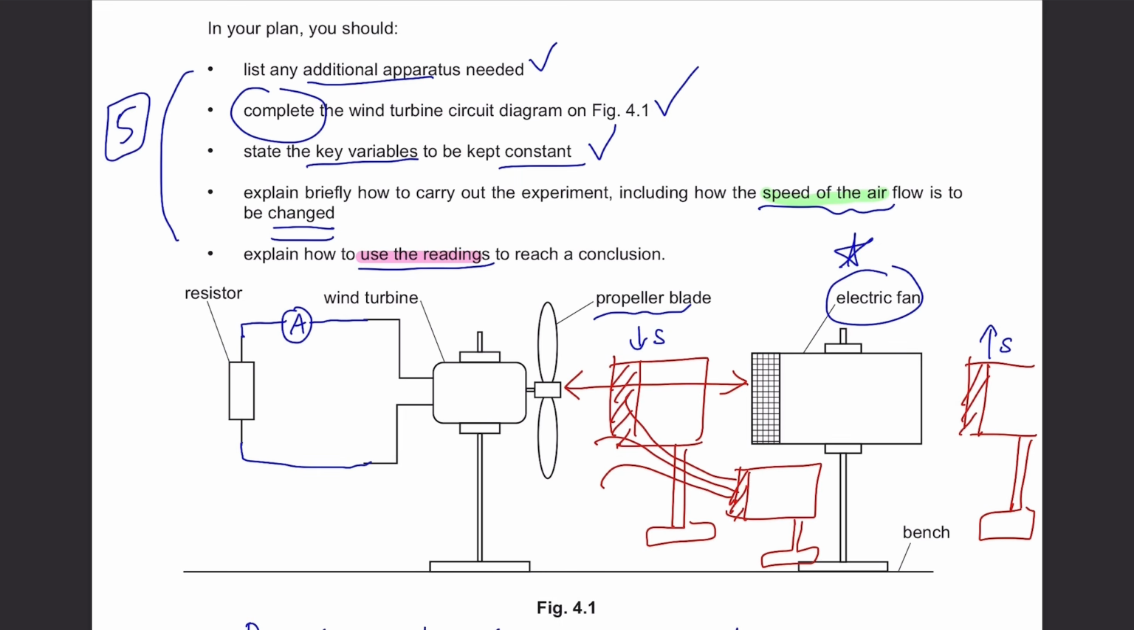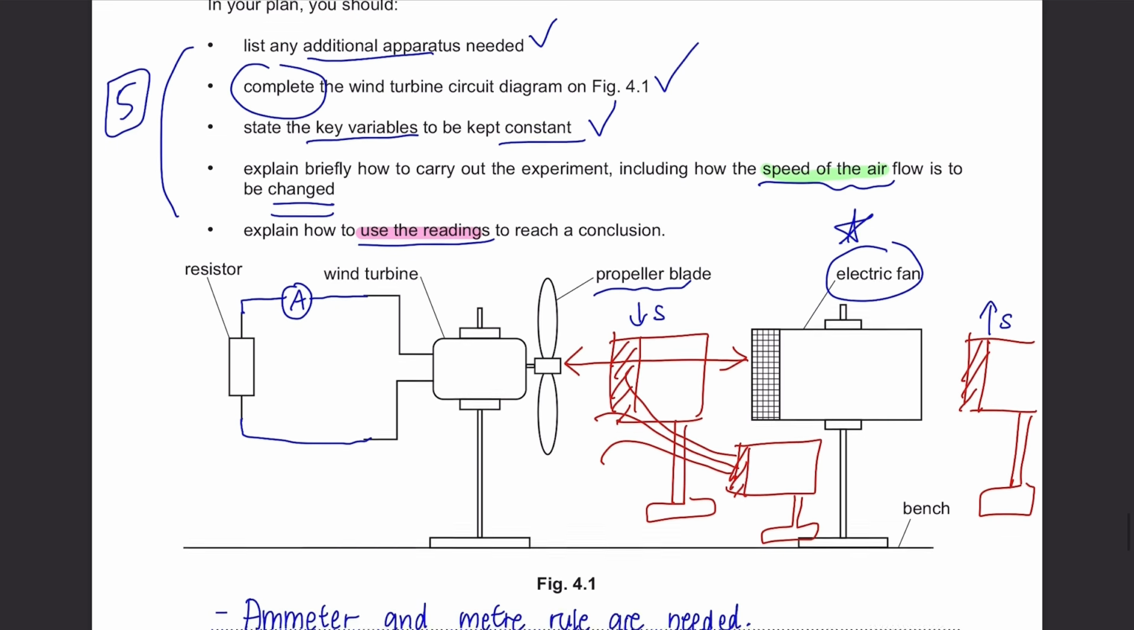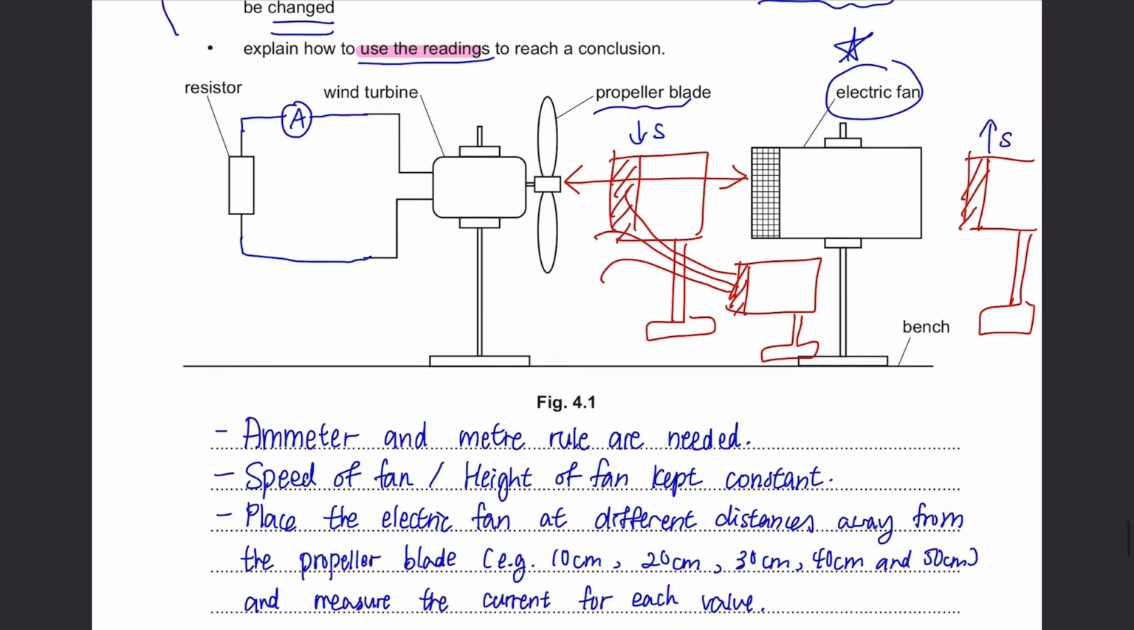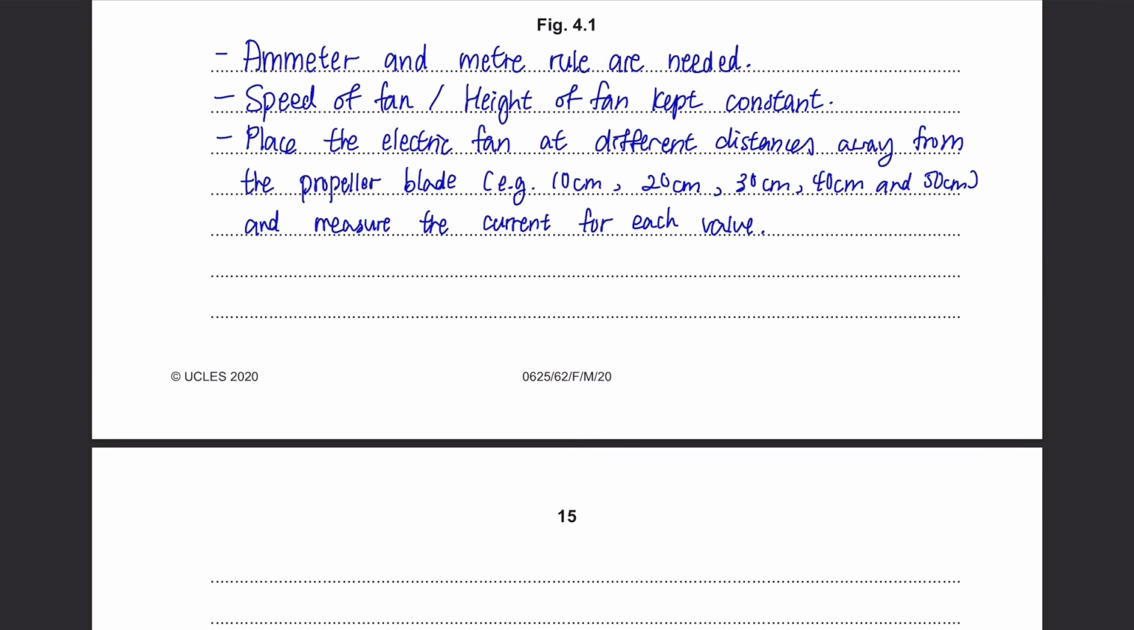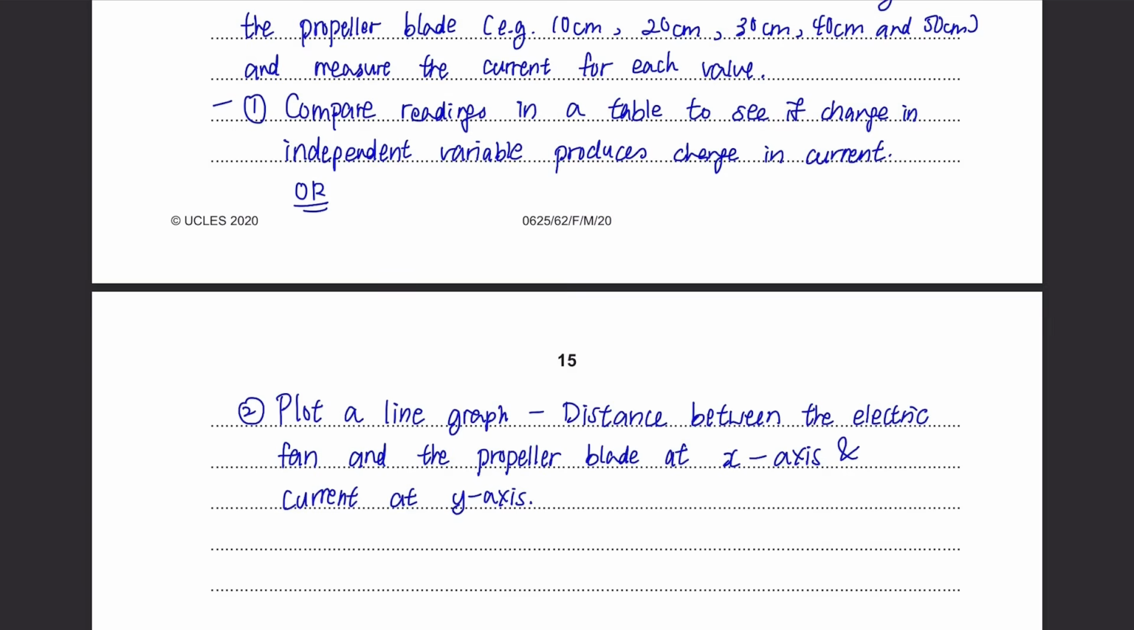And if you want to plot a line graph, you can also say plot a line graph, but this time you have to mention which value goes to which axis. So for this, the x-axis should be the independent variable, so the distance will be on the x-axis and the current will be on the y-axis.